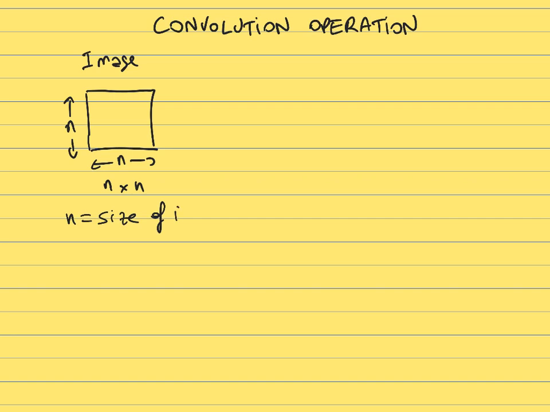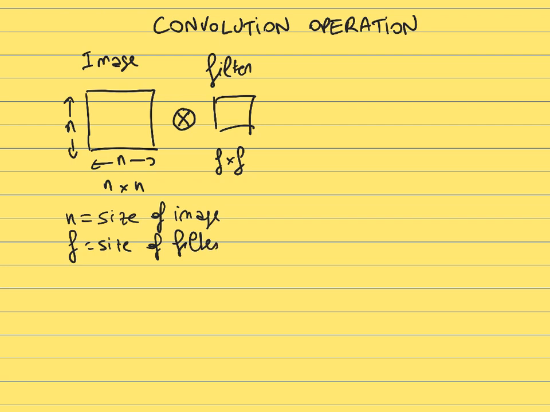So that's the size of the image. So you will have n by n, or n square, pixels. Then you are going to do a convolution of this image with the filter. Typically the filter has to be smaller than this image. So the size of the filter will be f by f, where f is the size of the filter. And the result of this will give you a new image that is going to be slightly smaller.